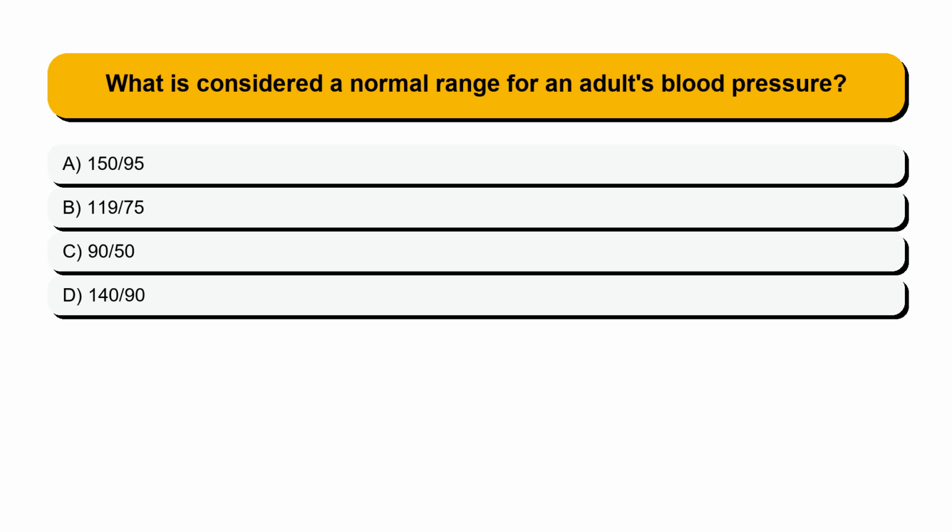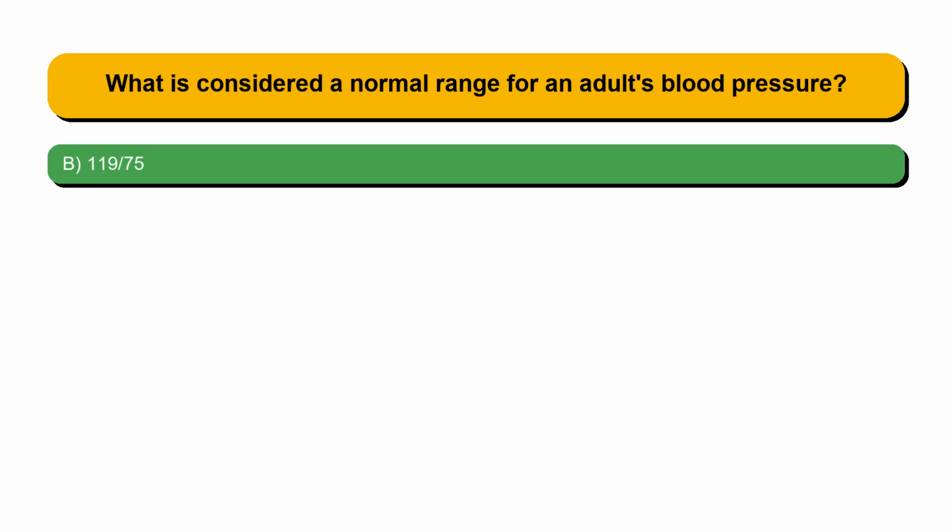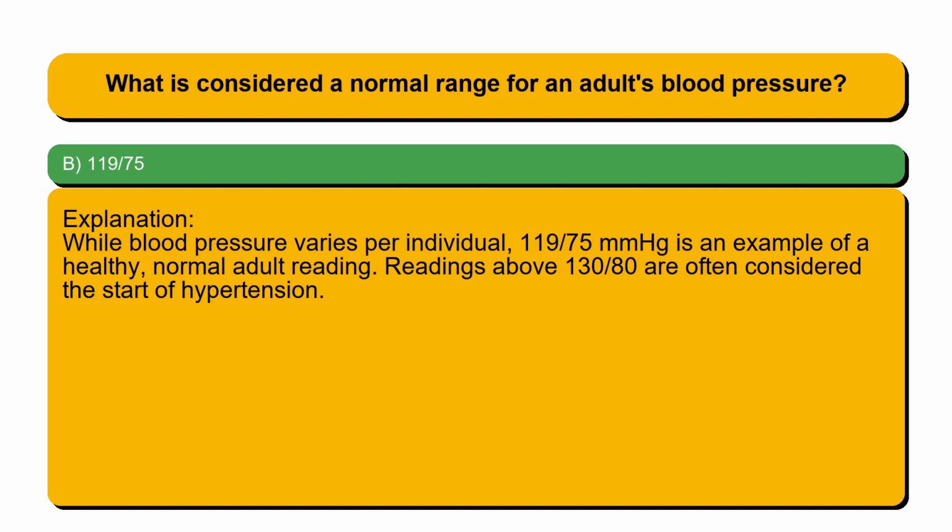Question 88. What is considered a normal range for an adult's blood pressure? Option A, 150/95. Option B, 119/75. Option C, 90/50. Option D, 140/90. The correct answer is option B, 119/75. While blood pressure varies per individual, 119/75 mmHg is an example of a healthy, normal adult reading. Readings above 130/80 are often considered the start of hypertension.